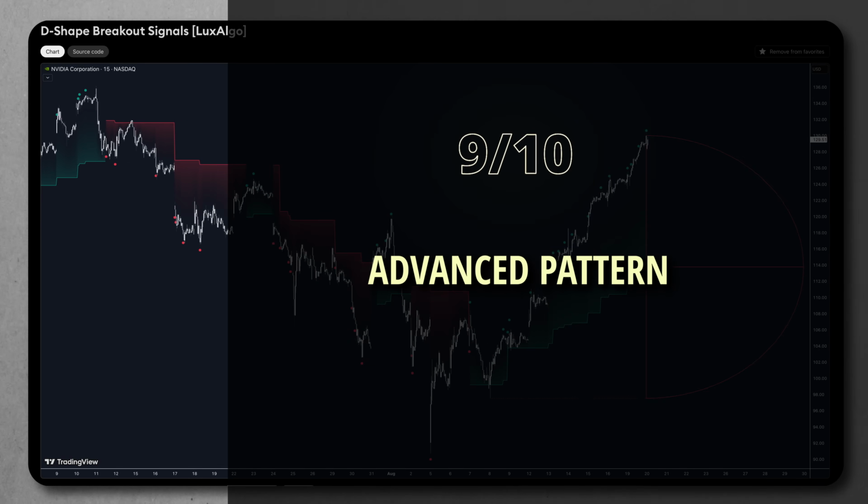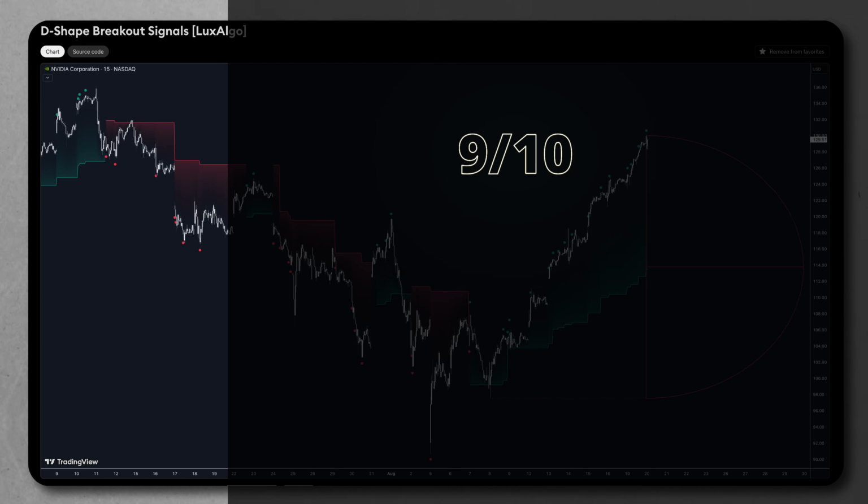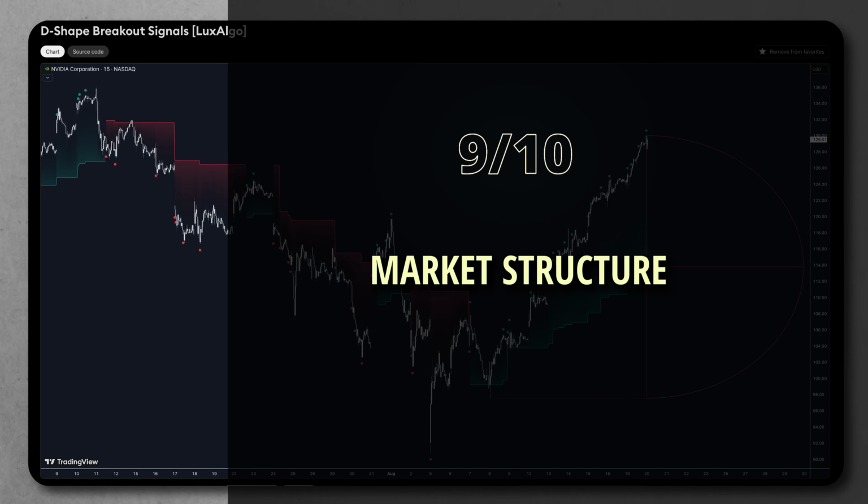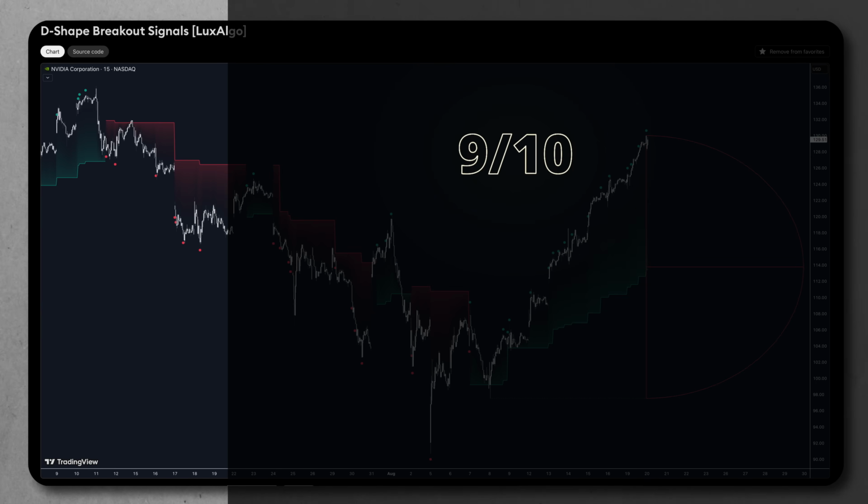It represents advanced pattern recognition through mathematical arc construction, offering sophisticated breakout analysis beyond traditional geometric shapes. The innovative D-pattern approach provides unique market structure insights, though the computational complexity and pattern interpretation learning curve may challenge less experienced traders.